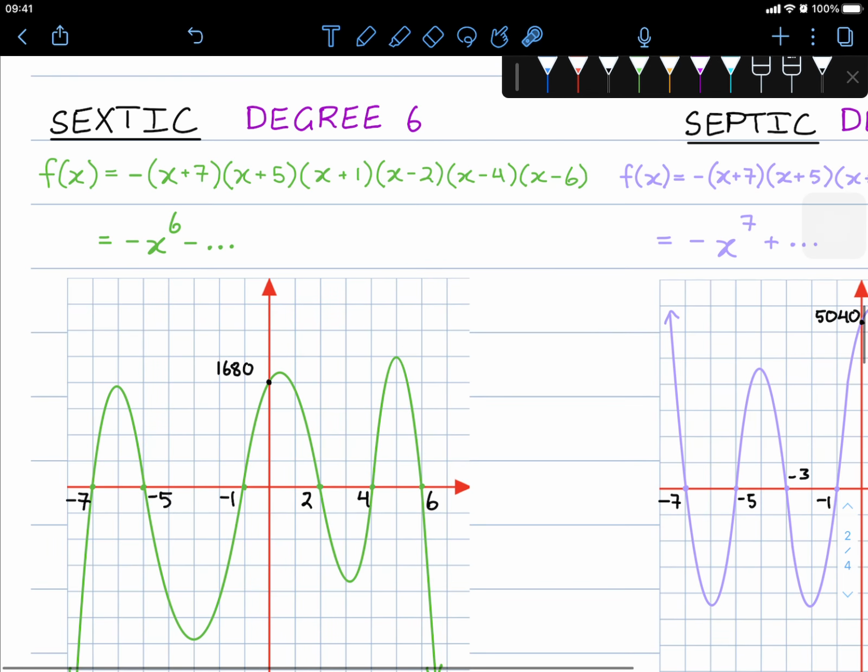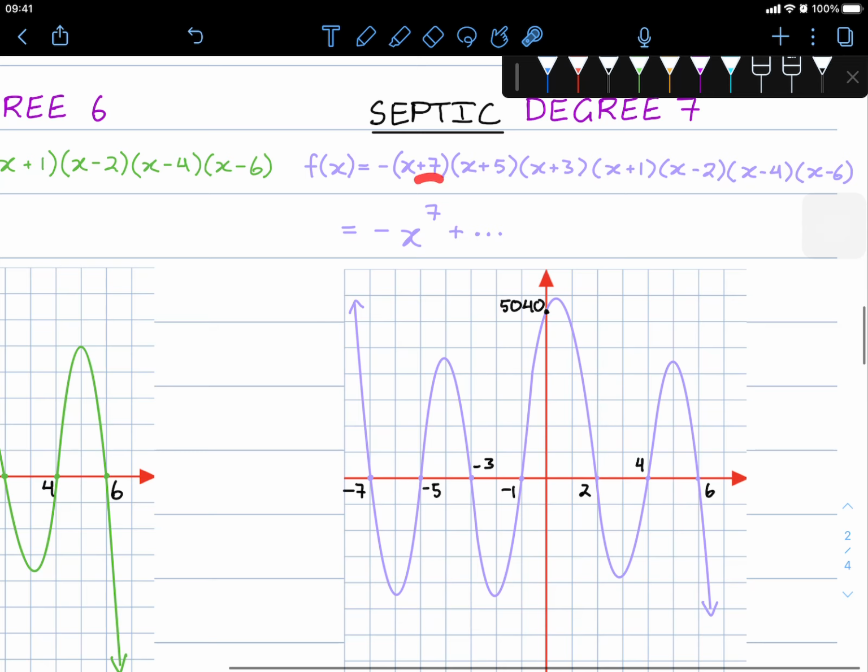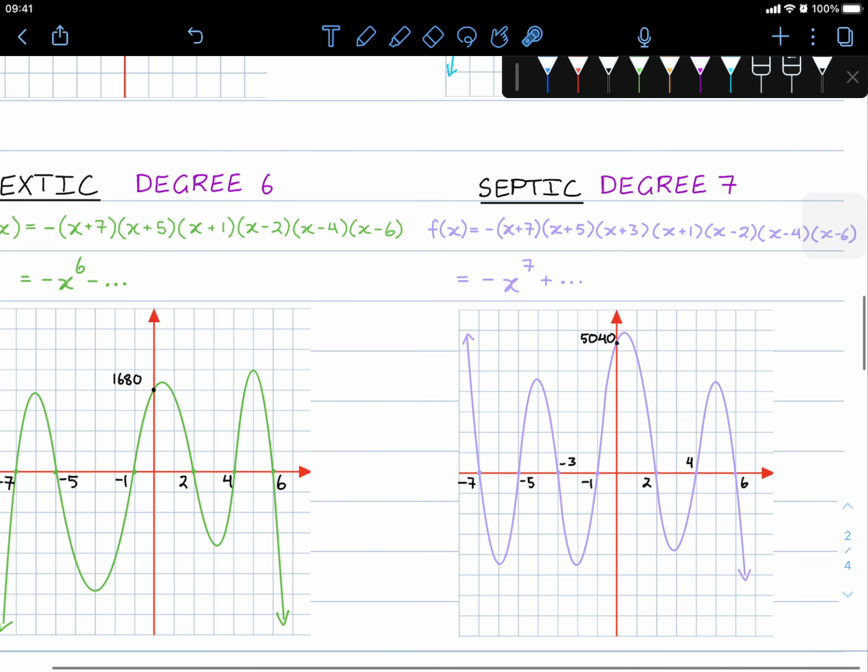And you can check for yourself. If you multiply all of the roots, times it by -1, you should get a y-intercept of 1680. Likewise with this, if you multiply all the roots with a negative coefficient, so times it by -1, you would get that y-intercept.